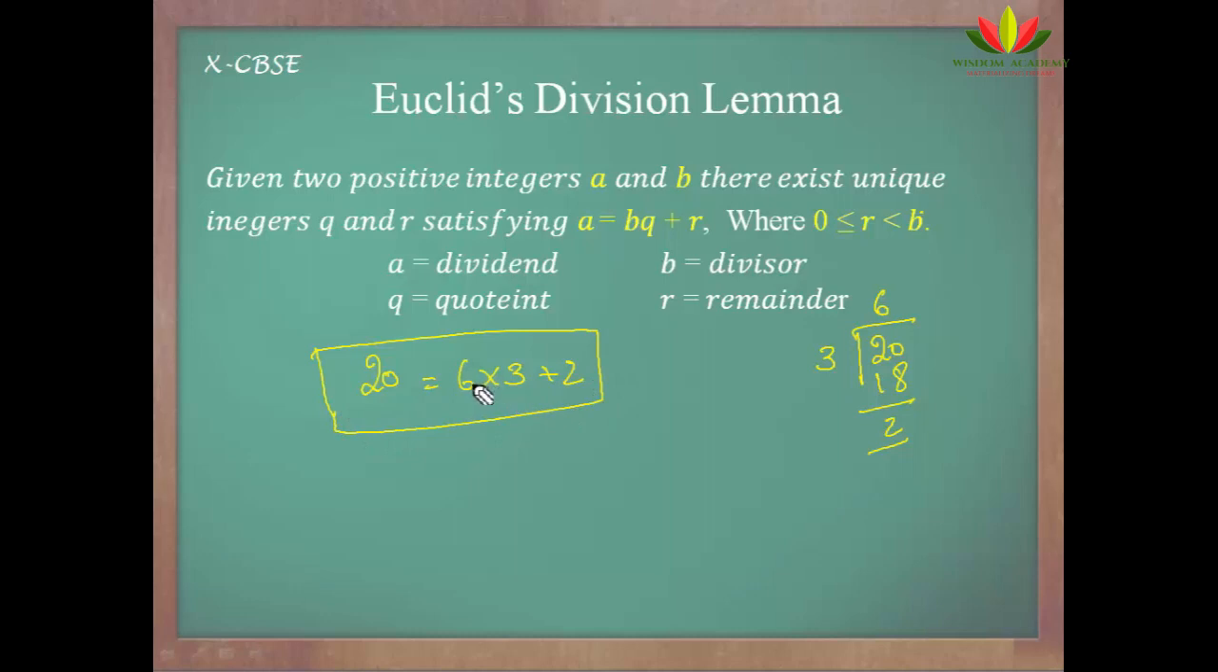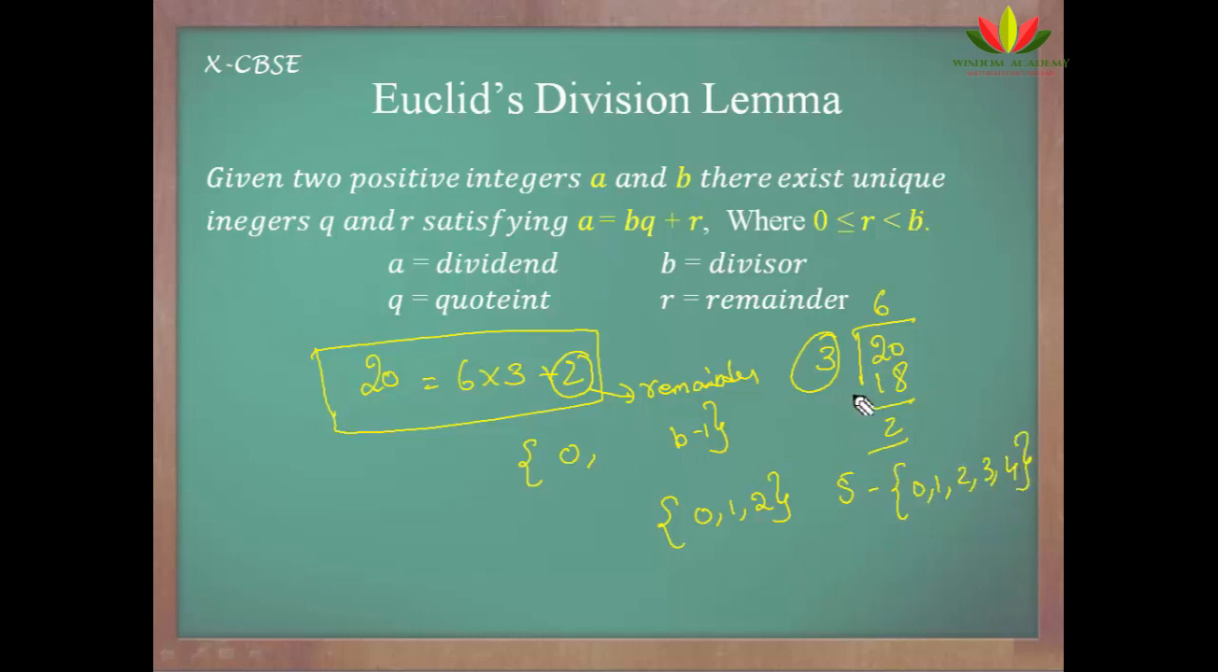And what is new in Euclid's division lemma is that he spoke about this r. That is, my remainder value will be 0 or more than 0, but always less than b. That is, always at most 1 less than b. Here I am dividing a number by 3, so my remainder can be 0, 1 and 2, not more than this. If I divide a number by 5, what will be my remainders? It can be 0, 1, 2, 3 and 4.